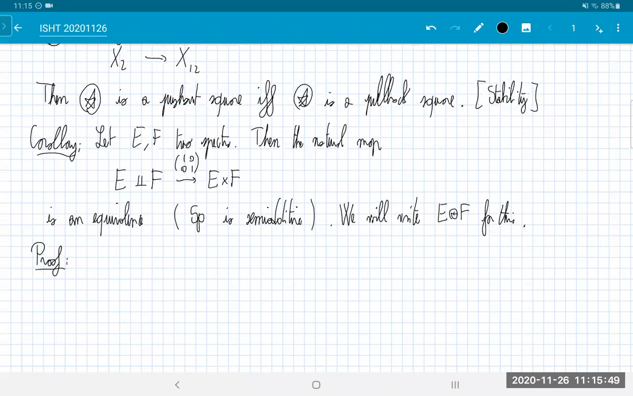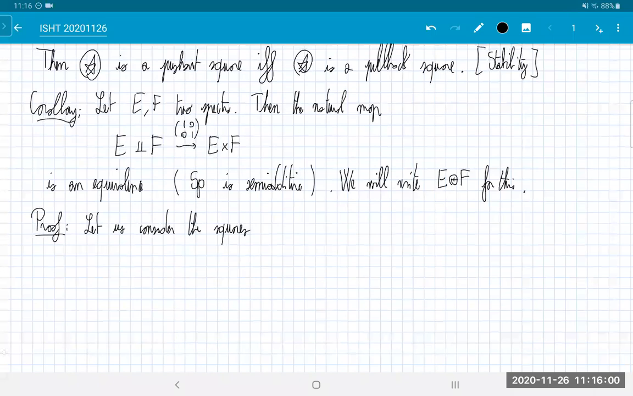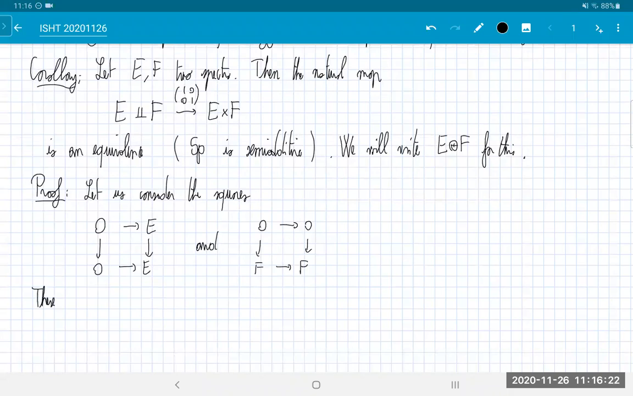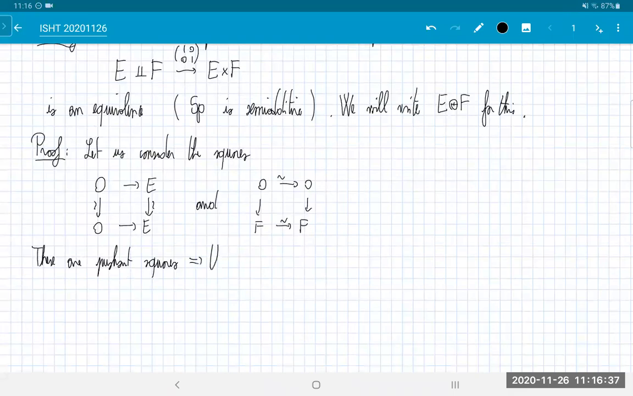So, proof. Let us consider the squares. Which one do I want? I want this one. Okay, these are very stupid squares, but these are push-out squares, because parallel arrows are equivalences, well, they're the identity, so not much is going on. So their coproduct is a push-out square.